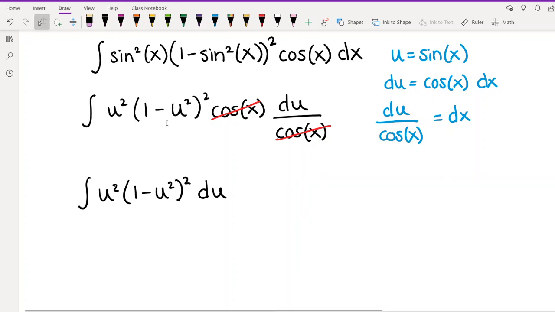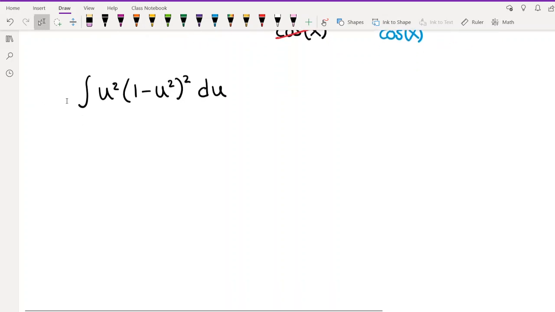And I want to just show you one more example that's a little different, but show you that it still works. So let's say you just had the integral of cosine to the 5th of x.